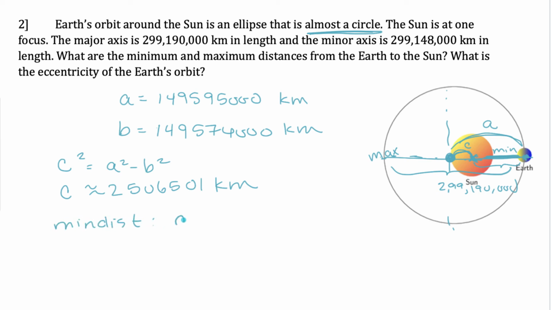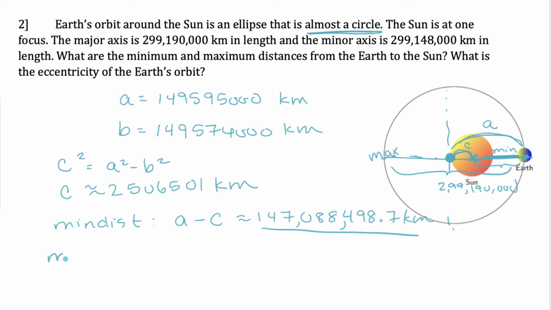So the minimum distance is going to be A minus C. So if we take this number and subtract this number from it, we get approximately 147,088,498.7 kilometers. I'll put some commas so that we see. All right, so that's our minimum distance. So the closest the Earth is going to get to the Sun is this distance.